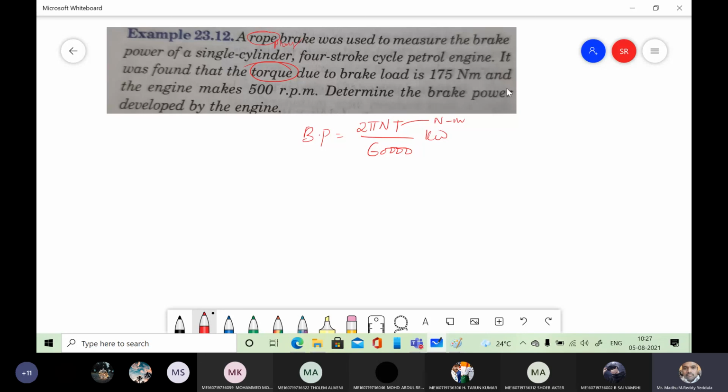Any doubt in this problem? 9.16. The answer is in kilowatt.